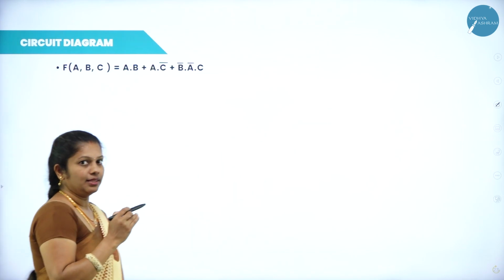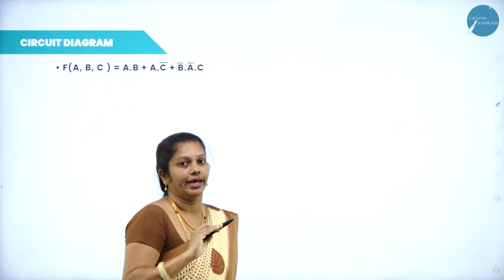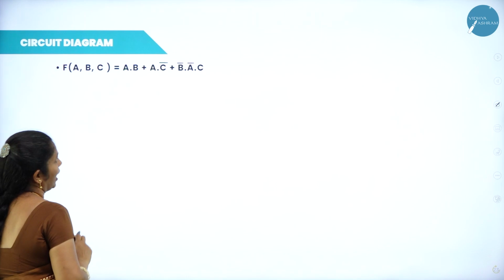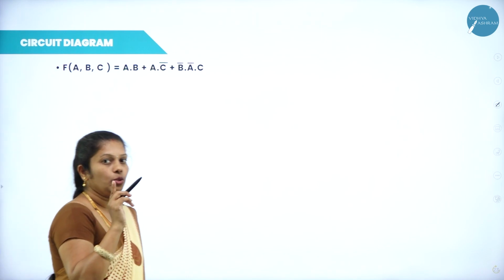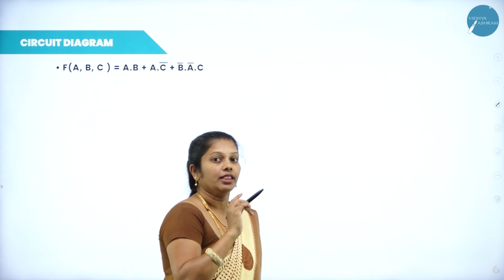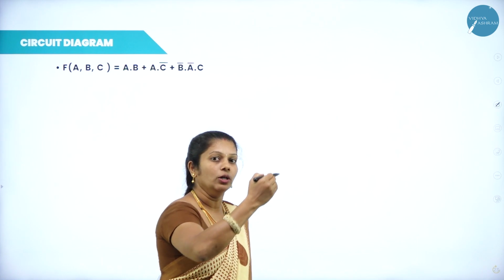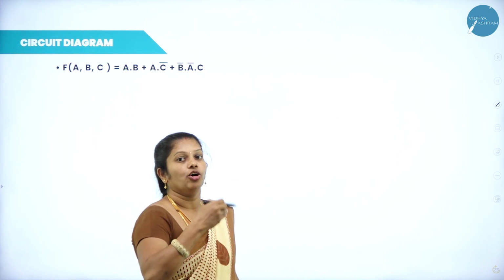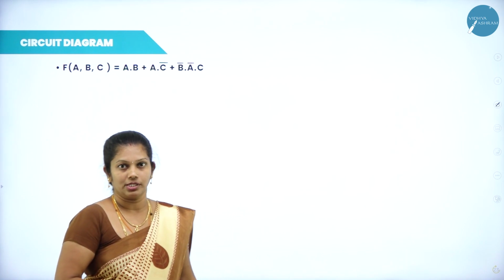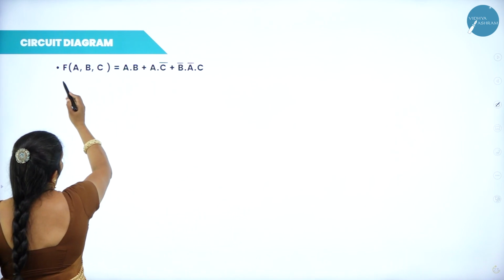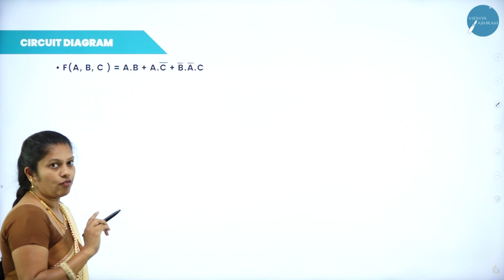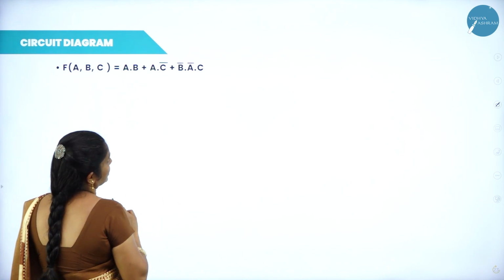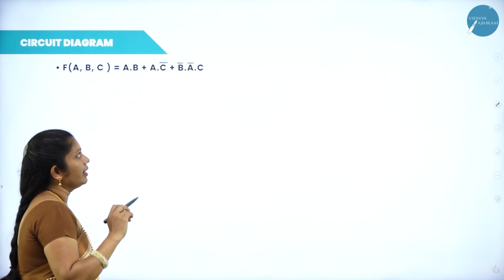Next, we'll explain how to write the circuit diagram for the given equation. Consider this is the equation we have. Because if you know how to write a circuit diagram, then only you can write all the symbols, and this can be predicted or it is used in the Boolean algebra concept also. Consider we have an equation: f of ABC equals AB plus AC bar plus B bar A bar C.